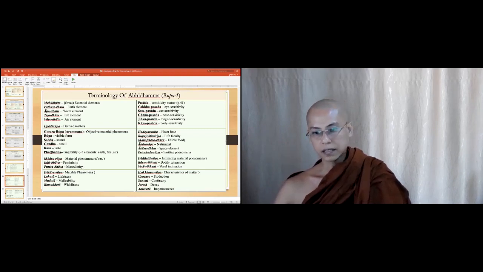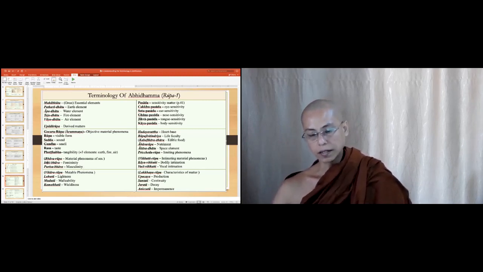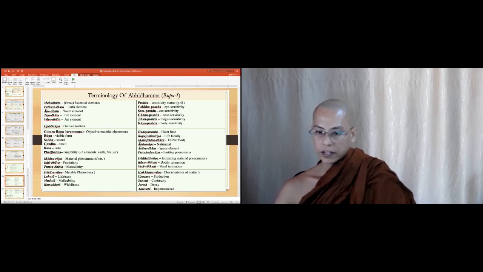Then the other types of materialities are listed here. Hadaya Vatu and Rupa Jividendriya, life faculty. And then Gavalikara Ahara, edible food. Ahara Rupa, also the same as Gavalikara Ahara, nutriment. Akasa Dhatu, space element. So Akasa is space and Dhatu is element, space element. Prechira Rupa, Prechira, limited phenomena.